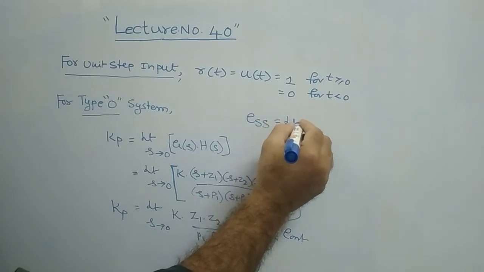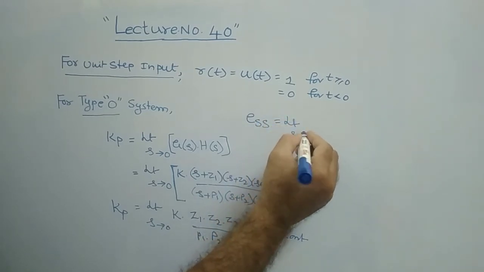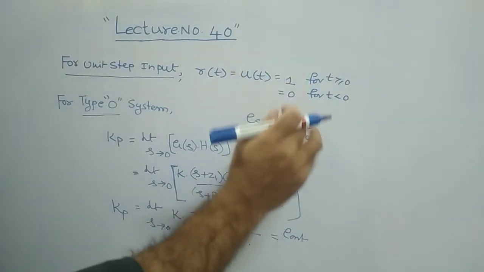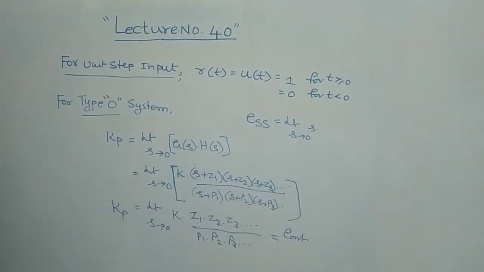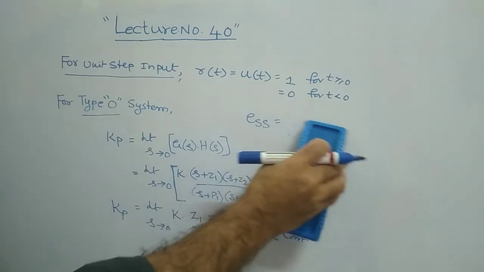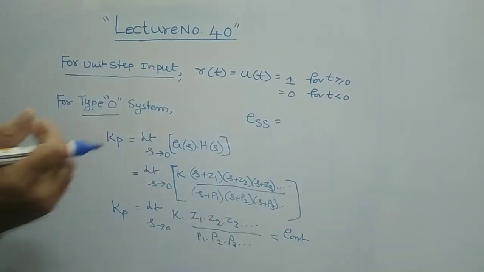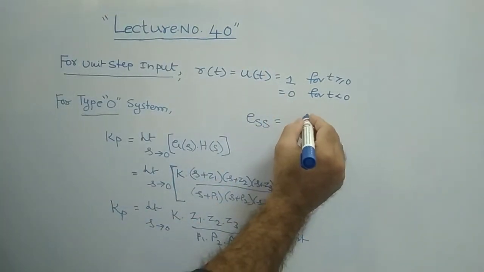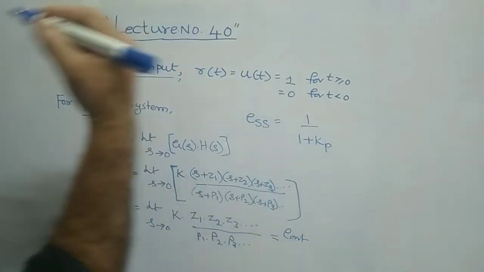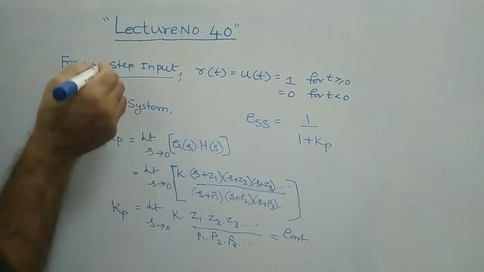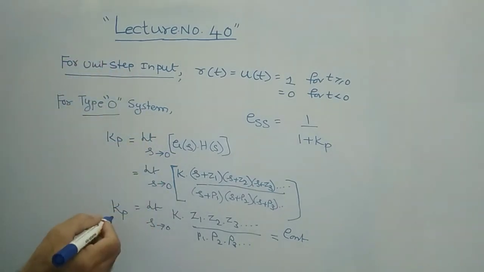Limit s tends to 0, s into... total is not required; directly you write, not required to complete the definition. What is the steady state error for this unit step? It is 1 by 1 plus Kp. This is the final expression for ESS for the unit step function. Then what is the Kp value?